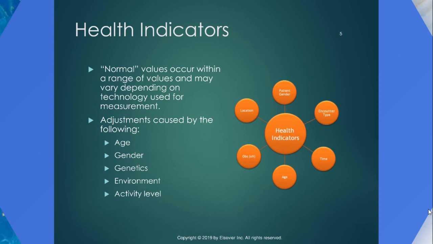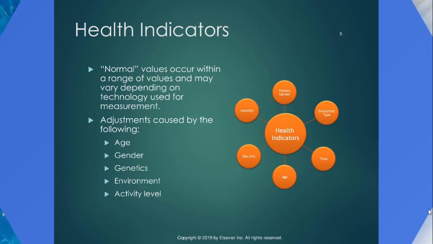So you're going to take that into account when you're looking at health indicators. You're going to take into account the different adjustments that you might have to make. Because there are different adjustments from person to person, it's not really possible to say a single normal value for blood pressure or pulse rate.